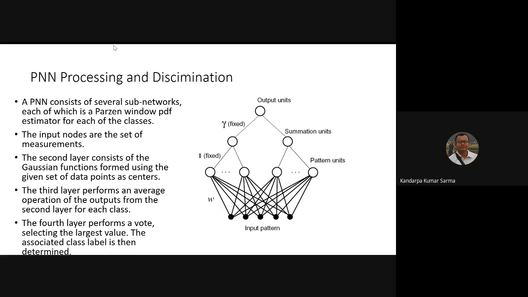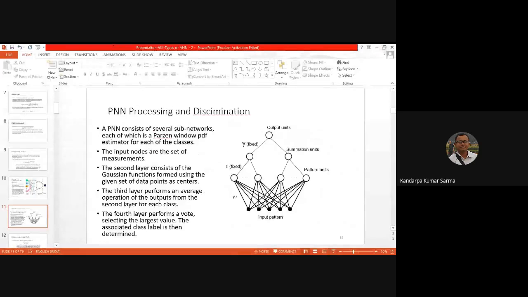Then the associated class label will permit generating the decision. So by considering the Parzen window and subnetwork perspective, the PNN's processing and discrimination can be seen from a different dimension.